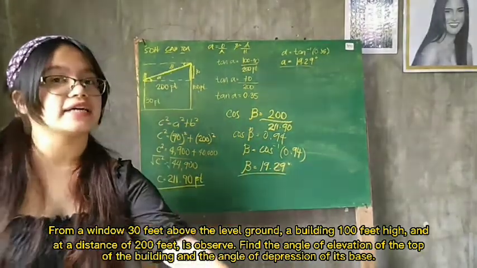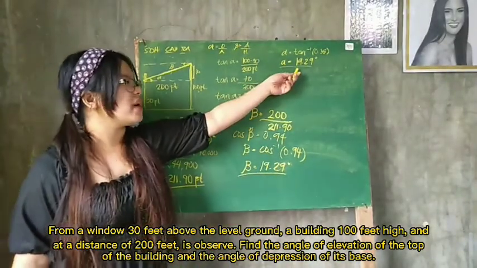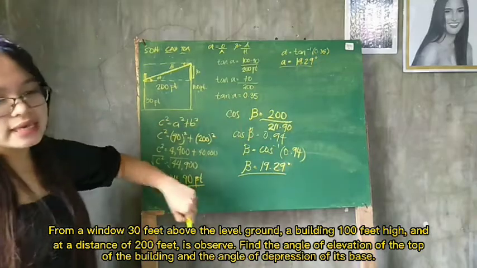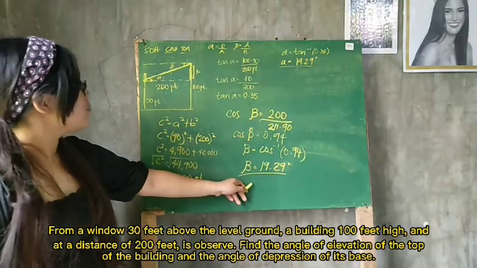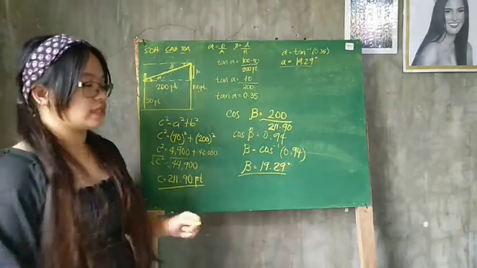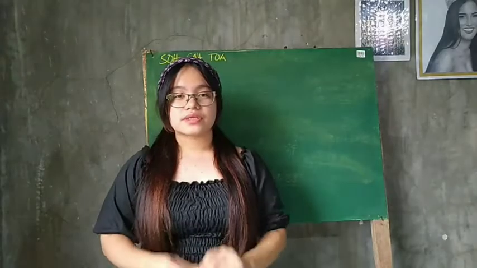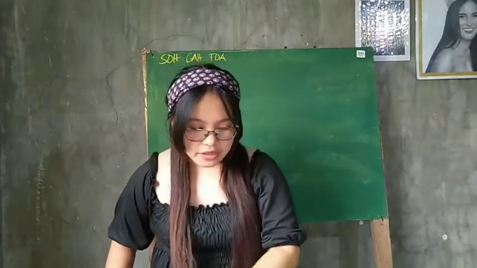So this is the angle of elevation. We have 19.29 degrees, and the angle of depression is also 19.29 degrees. So we have the third problem here.